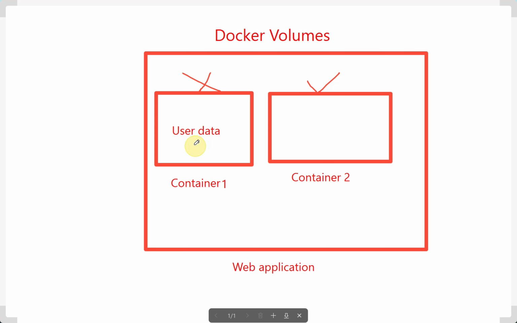But what happens to the user data that is stored in container 1? That data also gets deleted because that data is stored in the file system inside container 1. Now container 2 doesn't have this particular user data, so the data is lost. If this data is temporary, then it is fine. But if this data is important and permanent, then data is generally stored in a database. That data is called persistent data.